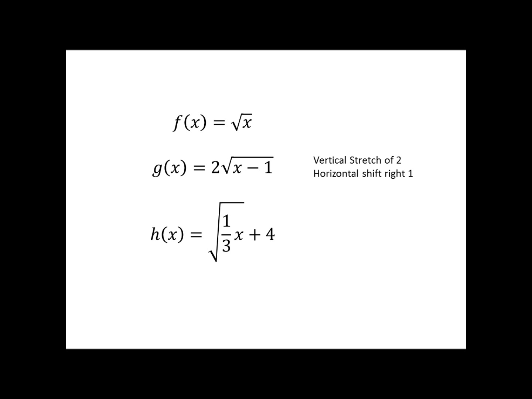Alright, let's take a look at h of x. There's a 1/3 and a plus 4. Now that 1/3 is inside with the x, but the plus 4 isn't. That plus 4 is outside that square root. So what would the changes be? Well, the 1/3 is a horizontal stretch of 3, makes it wider. The plus 4 moves it up 4.